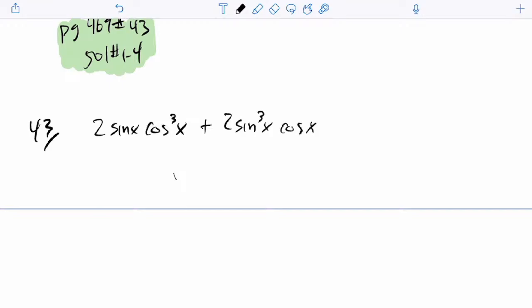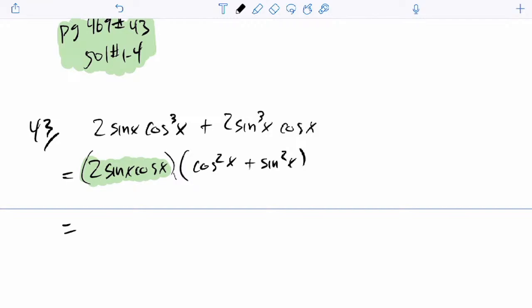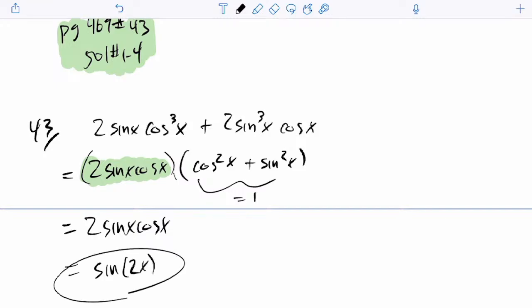Normally what we would do is we always look for a GCF. The GCF here is 2 sine x cos x. So right away, I'm going to factor out that 2 sine x cos x. I'm already thinking about the fact that this is equal to sine 2x. But what am I left with? I'm left with cos squared of x plus sine squared of x. And you know that this is equal to 1. So I'm left with 2 sine x cos x. And like I just said, Ali, that's equal to sine of 2x. And that would be the simplified answer of 43.